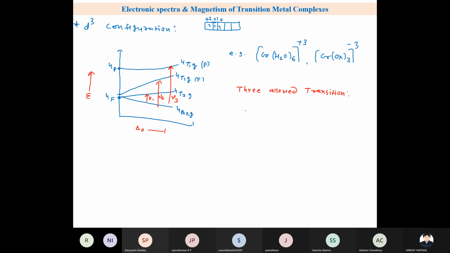The first one is from the ground term quartet A2G to quartet T2G, quartet T1G F, and quartet T1G P. These are the 3 allowed transitions. Now see, for D3 and D8 systems, which we will prove later on, 10 Dq equals nu 1. What is the 10 Dq value? It is equal to nu 1.